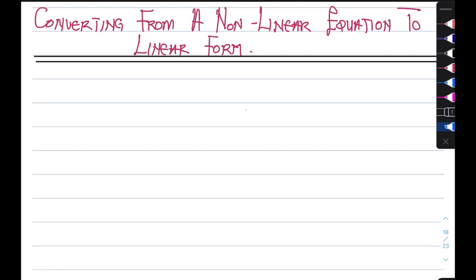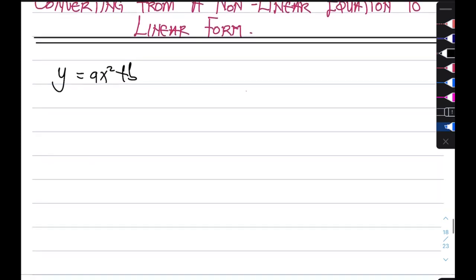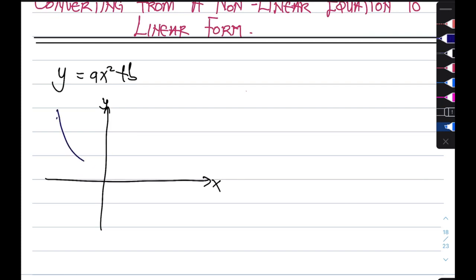Right, let's start. So consider you have been given, let's say, y equals ax squared plus b. What would you say this function or this equation is? Well, this equation is a quadratic, right? So if we were to sketch this on our xy plane, then this is the x-axis, this is our y-axis, then we would likely get something like this, okay?